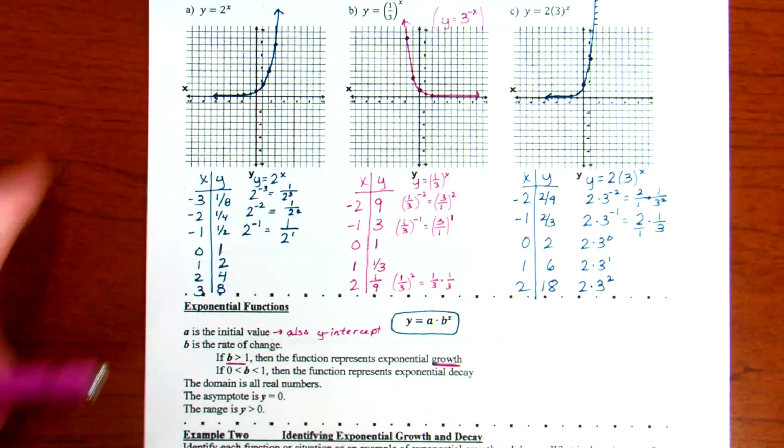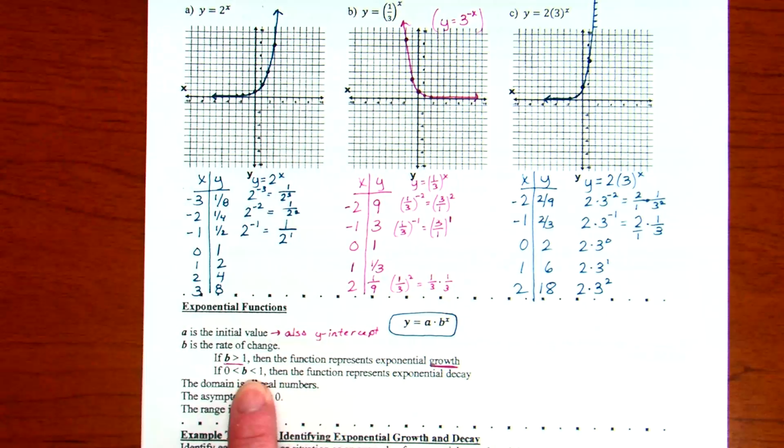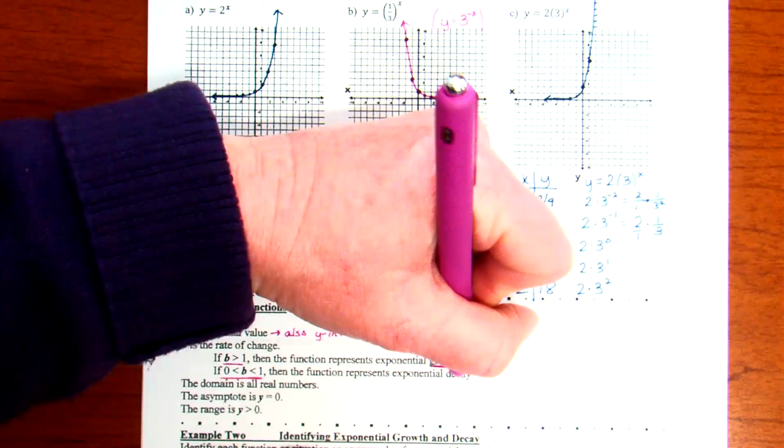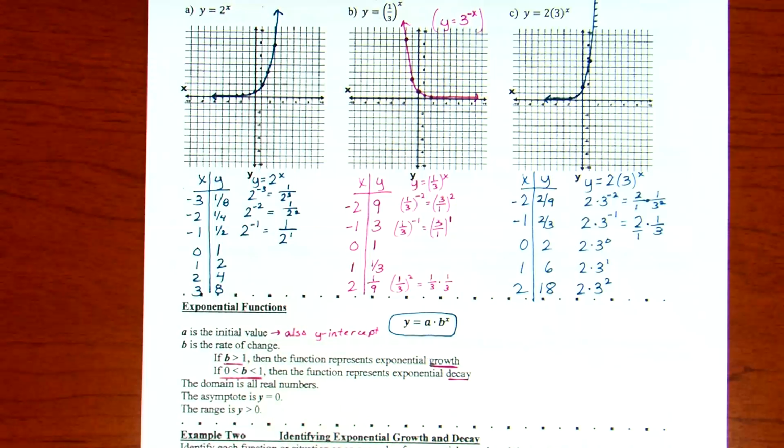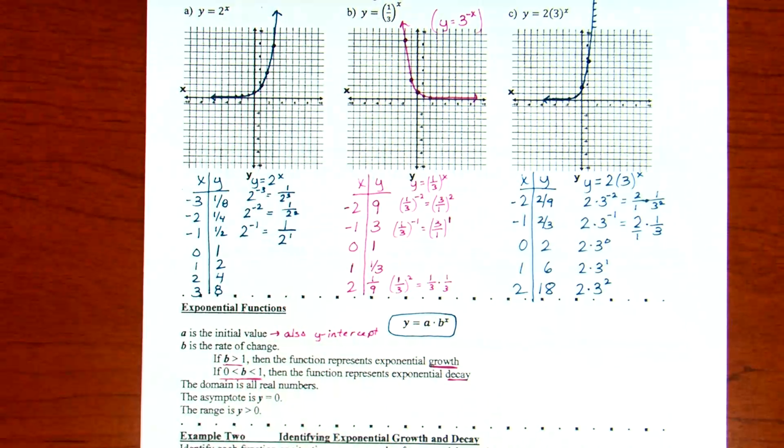If the b value is between 0 and 1, I'm basically talking fractions and decimals, right? Well, notice what happened on b. My graph didn't go up, it went down. That is an example of exponential decay. The value is getting infinitely smaller. You've talked about this in science at some point? Maybe?